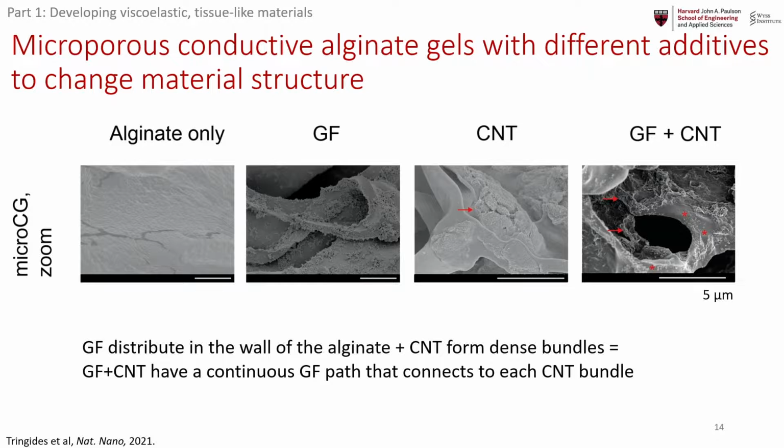Going back to the SEM images, for most of my PhD, I worked with graphene flakes, which is the second column. And these are an aqueous dispersion. So you can see that the flakes are able to uniformly coat the wall of the scaffold. You can also look at carbon nanotubes, which is the third column. These are hydrophobic, so they tend to form dense bundles together. But then in the last column, you see a combination of graphene with carbon nanotubes. So here you see the coating along the wall that bridges these dense bundles together.